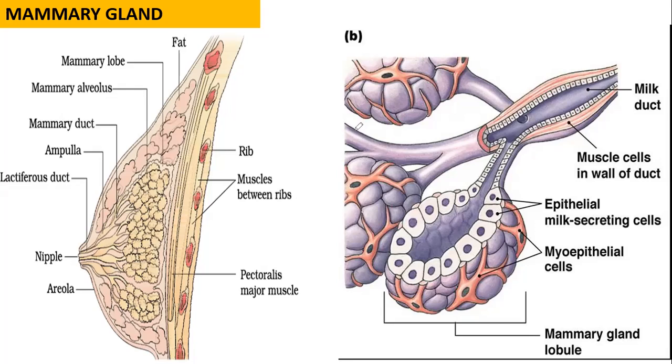The cells of alveoli secrete milk, which is stored in the cavity, the lumen of the alveoli. These are the milk secreting cells. They will secrete milk, and this milk will be stored in this cavity. With this cavity, there is a milk duct.